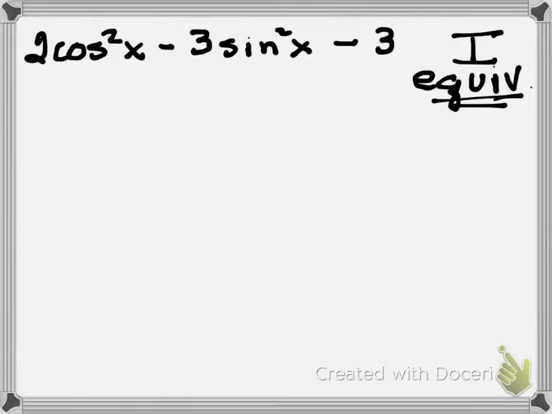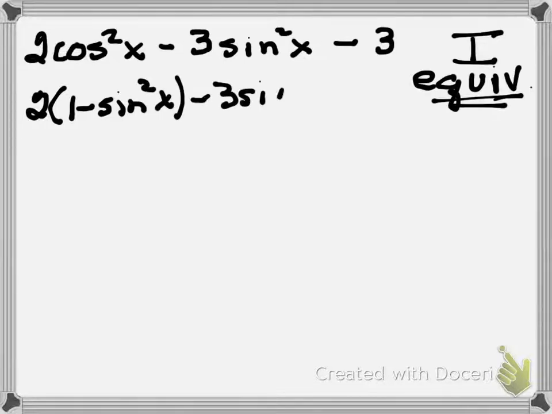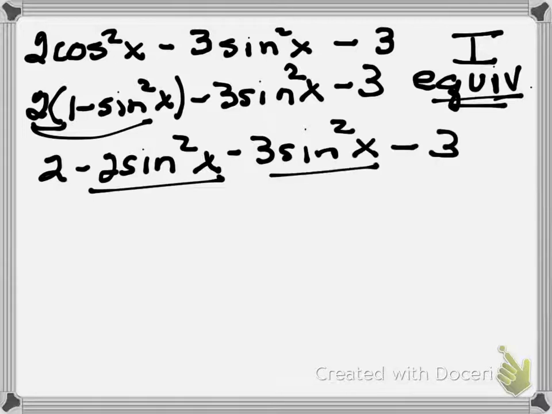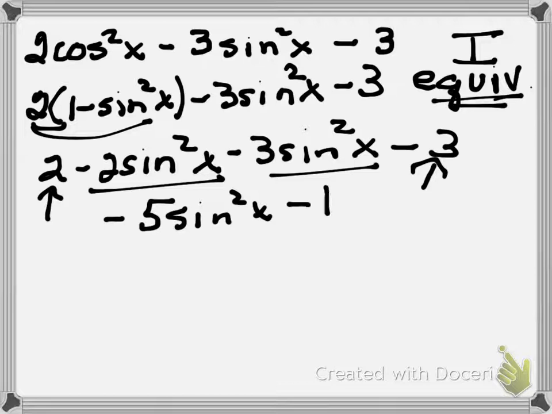So it's not an equation that you're solving. So if you take cosine squared and again make a substitution of 1 minus sine squared, minus 3 sine squared minus 3. 2 minus 2 sine squared minus 3 sine squared minus 3. A negative 2 and a negative 3 is a negative 5 sine squared x, and 2 minus 3 is negative 1.